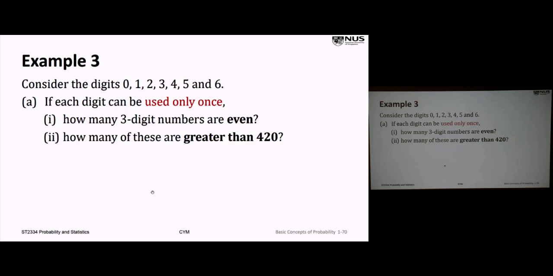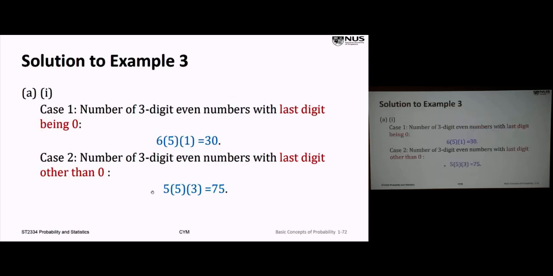Because we have 0 in our cohort, of course we cannot consider that, so we consider it with the disjoint case. So part 1, case 1, we look at the case where the last digit is 0. Now, after I've done that, I can do whatever I like because I'm going to produce an even number. So then I have 6 and 5 choices left over.